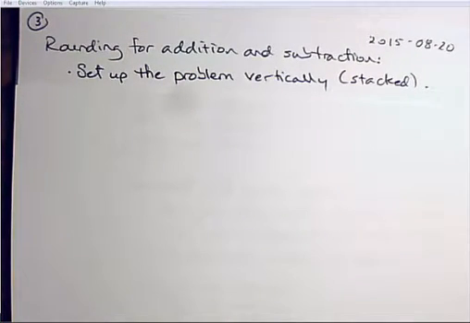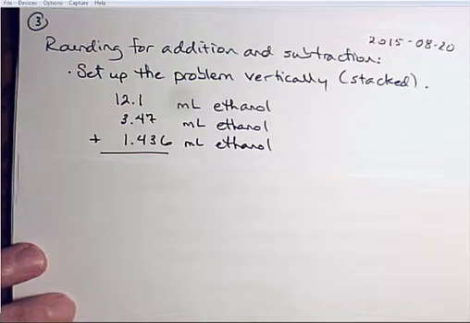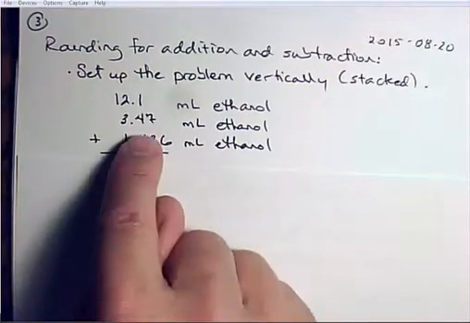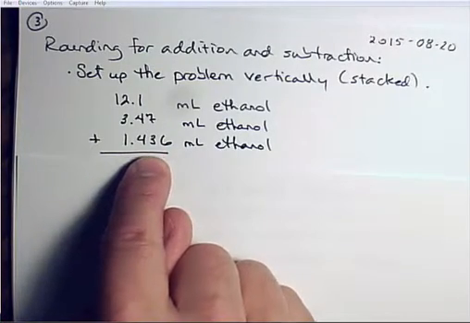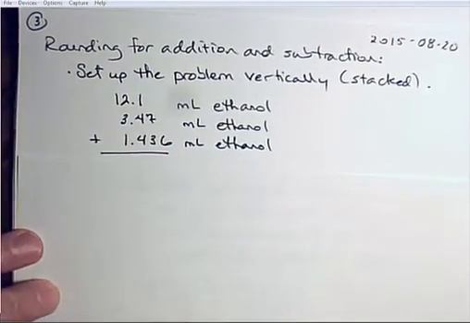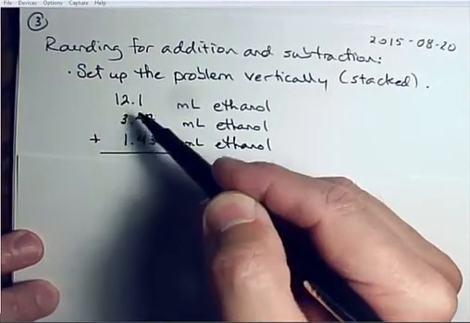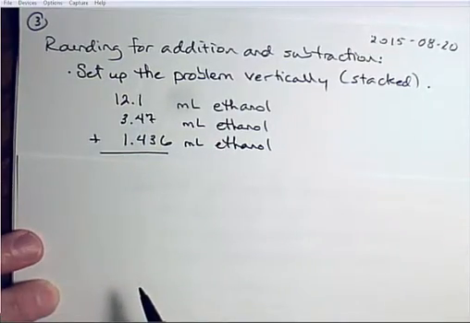All right. So there's a different set of rules for addition and subtraction. And the way that you're going to set up the problems is you're going to set them up vertically, stacked, where your decimal places are lined up properly. So here's an example where I've stacked the numbers that I'm going to add together. Okay? 12.1 milliliters of ethanol, 3.47 milliliters of ethanol, and 1.436 milliliters of ethanol. Okay, I've stacked them. And notice I've got everything lined up nice and neat, so the decimal places line up and the digits line up. Okay?